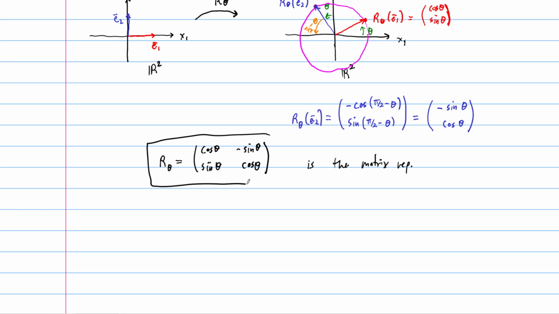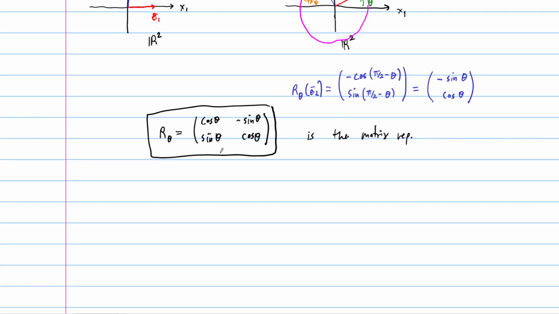So let's put a box around this. This is an important one. We can just remember this. You don't have to derive it every time. That's the nice thing about deriving it once and having a general formula for a general angle theta. You don't have to do it again. You just do it once.